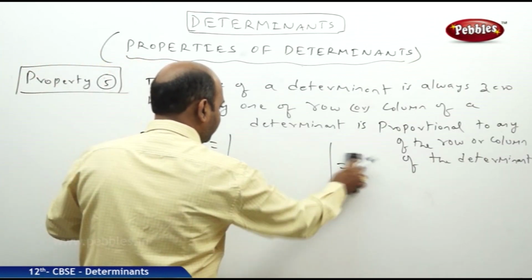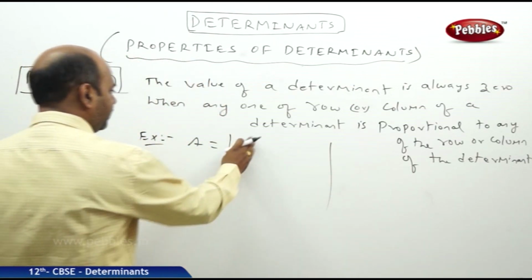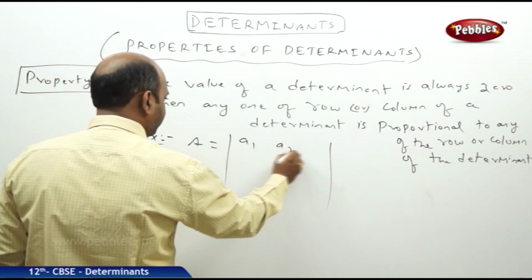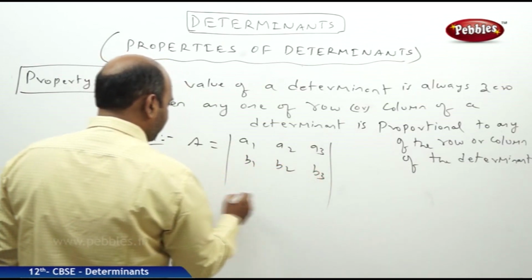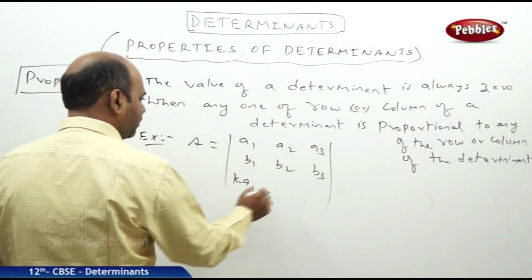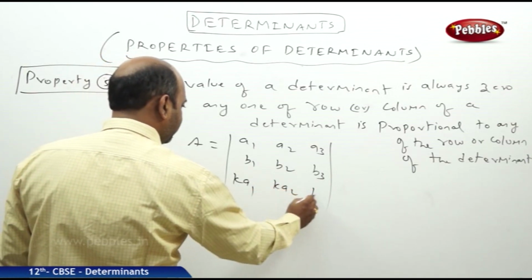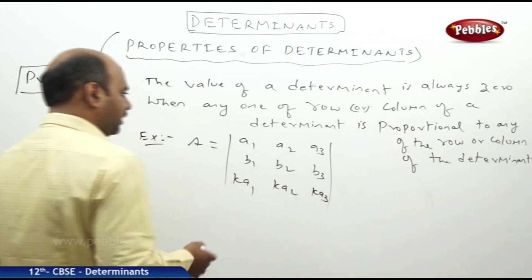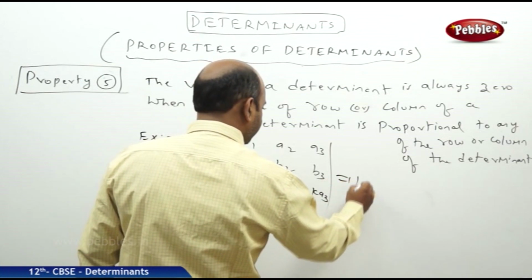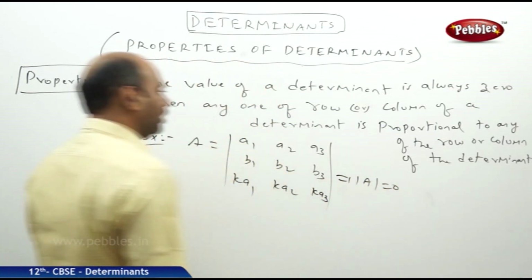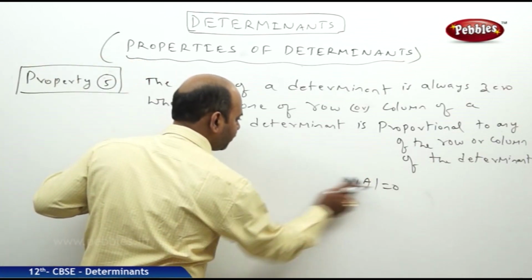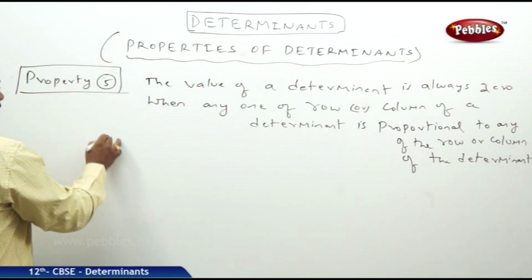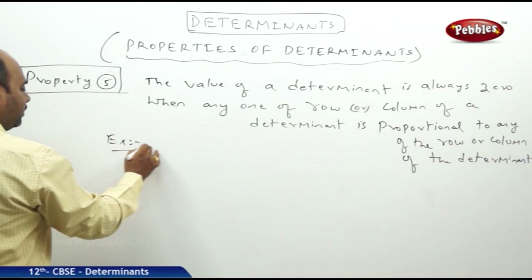So what he is telling is, suppose here A1, A2, A3, here B1, B2, B3, and suppose the last row is KA1, KA2, KA3, then I can tell its determinant is always 0. We shall see a small numerical based on this property. One example I will be telling.